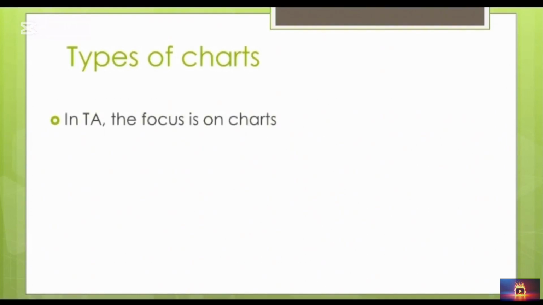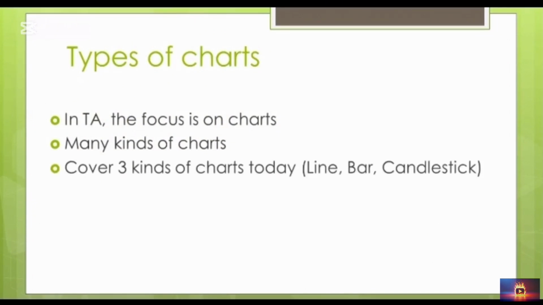In technical analysis, when we want to look at how a stock is performing, we'll look at its chart. By reading the charts, you will be able to get a lot of information on how the stock is performing. So let's begin by looking at the different types of chart. Now there are many different kinds of chart available, but for this course, I'm going to introduce to you 3 of the more popular kinds of chart. They are the line chart, the bar chart, and the candlestick chart.